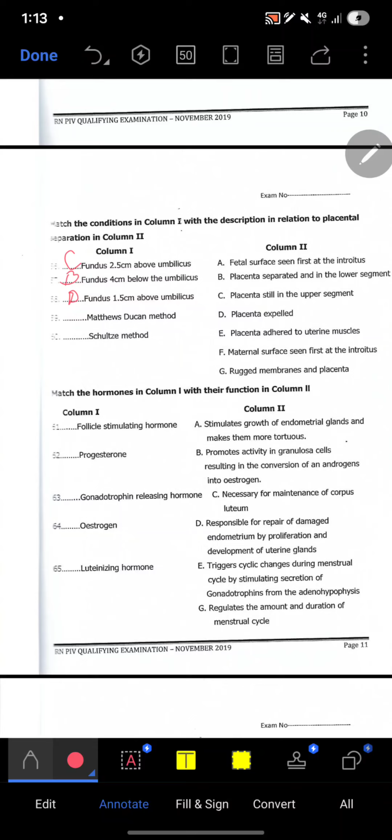59 says Matthews-Duncan method. The correct answer is F. This is maternal surface seen first at the introitus. Then 60 says Schultze method. The correct answer is A, fetal surface seen first at the introitus.